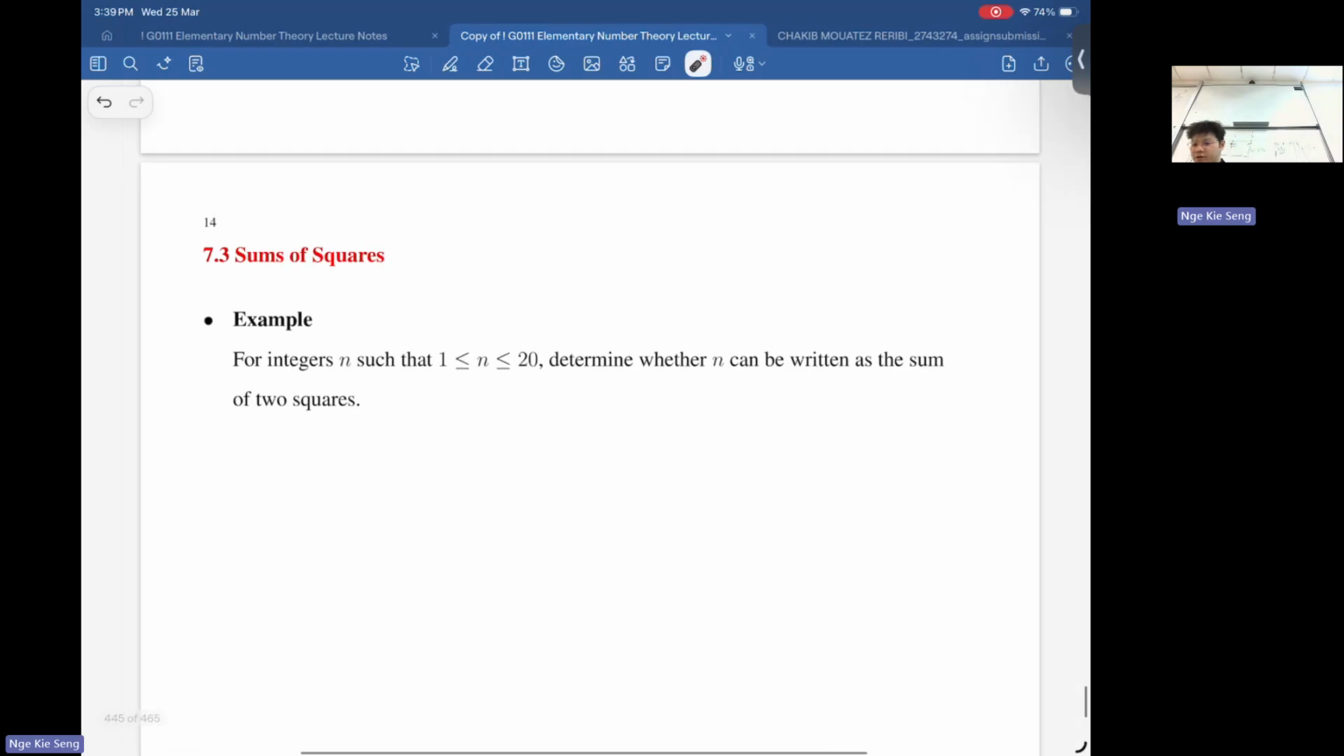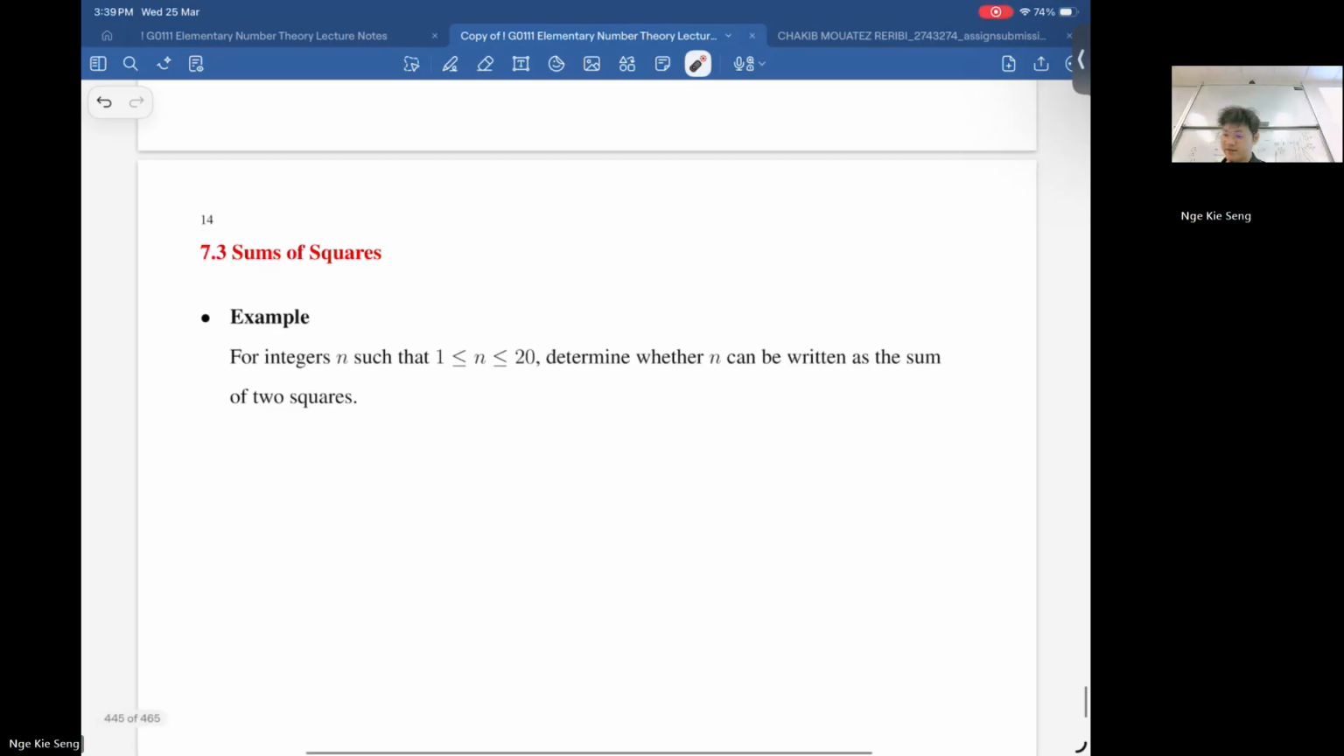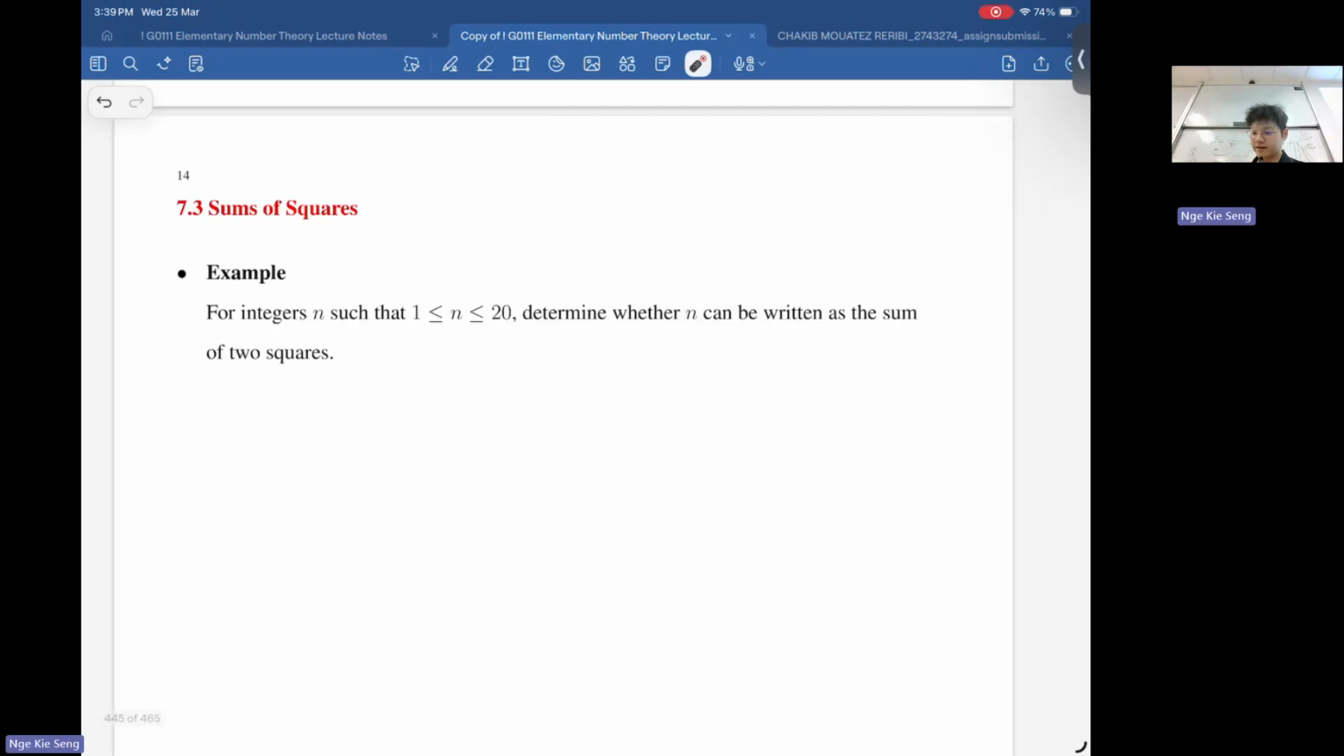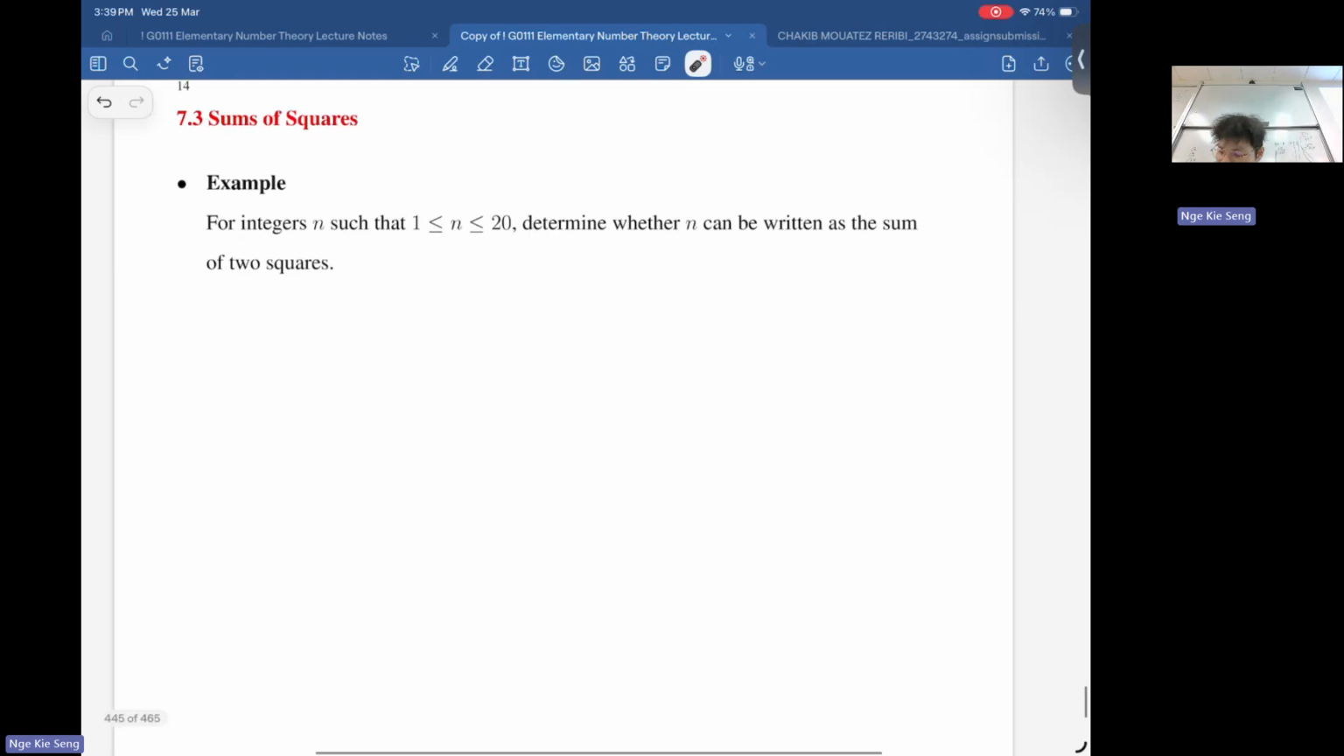So next is about sums of squares. We try to split our integer into sums of squares. Previously you used prime factorization, right? Now we use sums of squares. So for 1 to 20, try to write n as the sum of two squares. Maybe I give you some examples and then you try the rest. We could include 0, I guess. Yeah, the squares here could be 0.